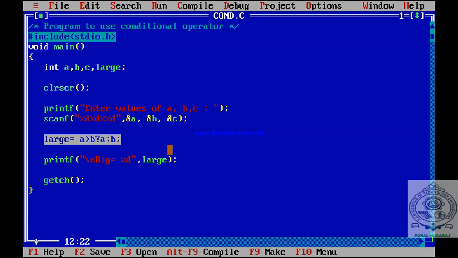This is the code: large assigned value. If a is greater than b, question mark a colon b. It means if a is greater than b, large is equal to a. If a greater than b is false, large is equal to b, right? If a greater than b is true, large is equal to a. If it is false, large is equal to b. So between two numbers, whichever may be the larger, that is available in large now.